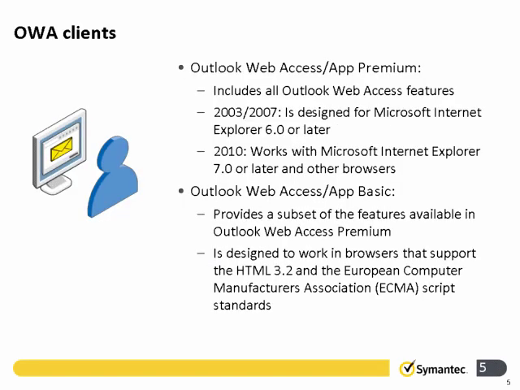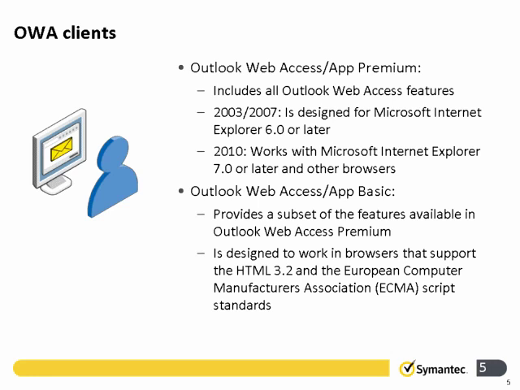So first thing we want to look at is that there are two separate versions of the Outlook Web Access. We have the Basic and the Premium. The Premium version includes all of the Outlook Web Access features. It's designed for Internet Explorer 6.0 or later if you're running Exchange 2003 or 2007. And for the Exchange 2010 version, which is the Outlook Web App Premium, that works with Internet Explorer 7.0 or later and other browsers.